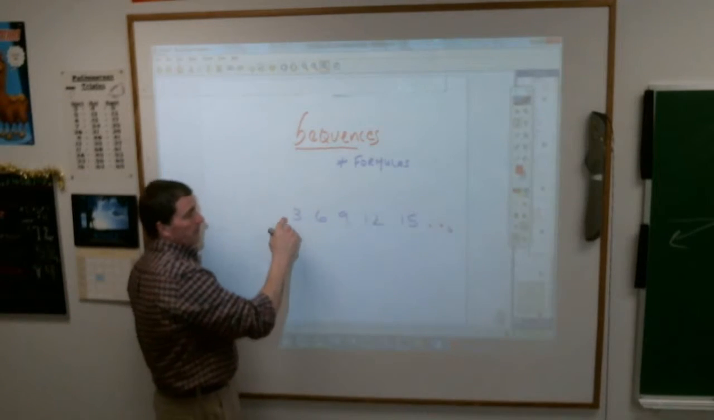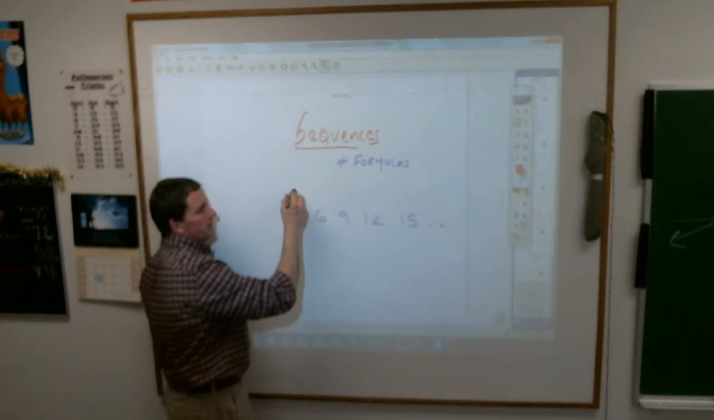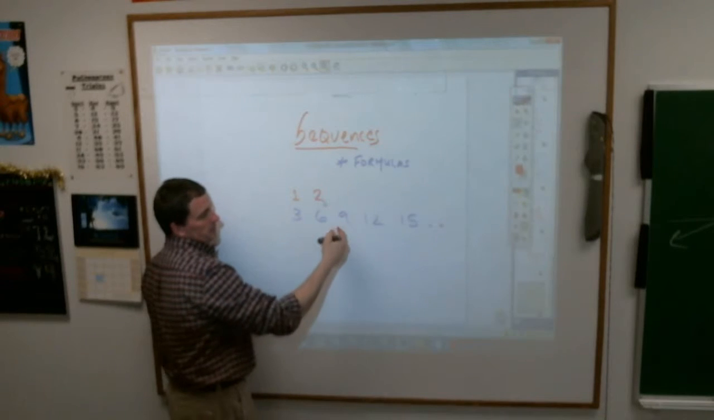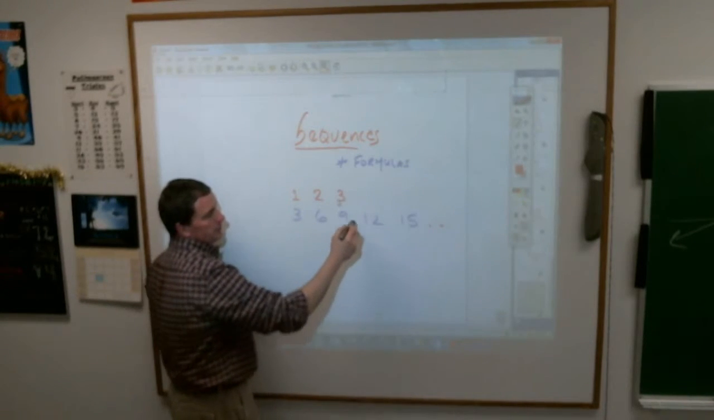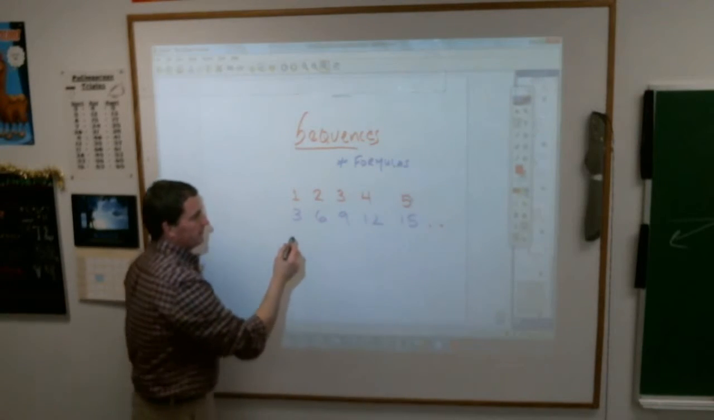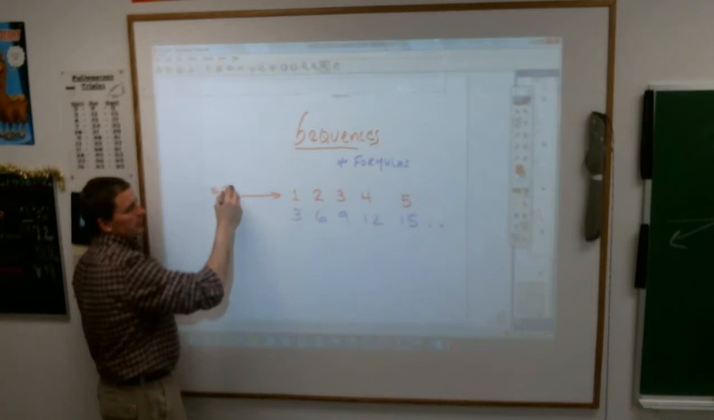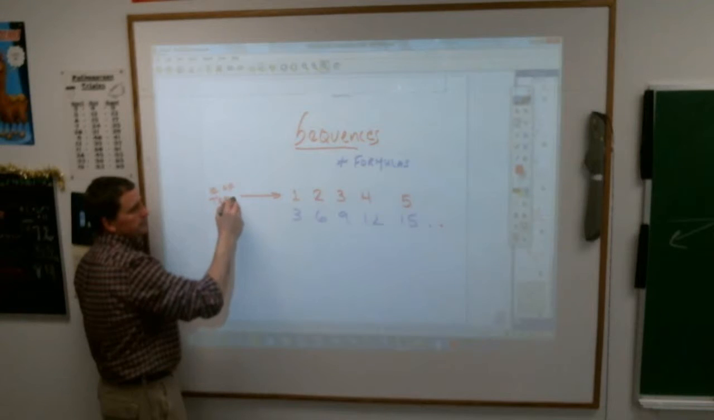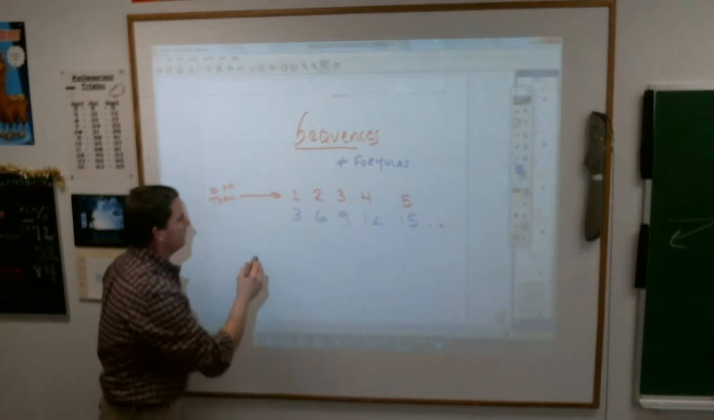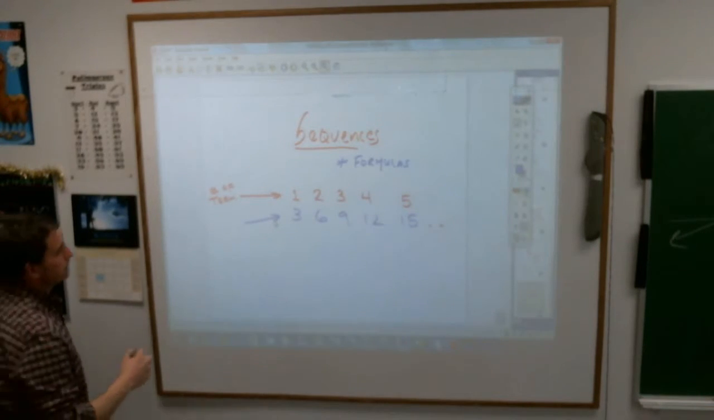Okay. If it's the first number given, that is what we call the first term. The 6 is the second term. The 9 is the third term. The 12 is the fourth term, and the 15 is the fifth term. Okay, this top is the number of the term. This bottom one is what we call the value. The value of the first term.